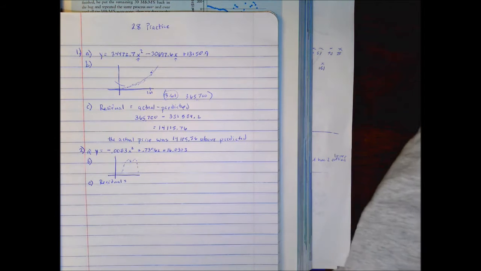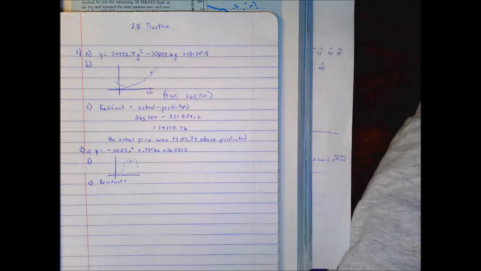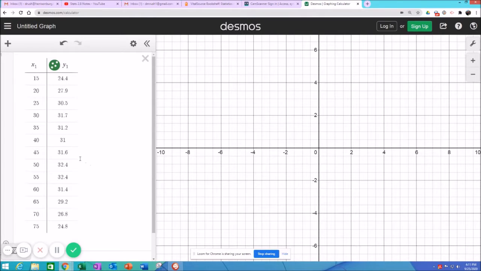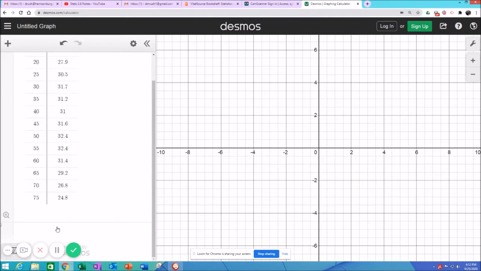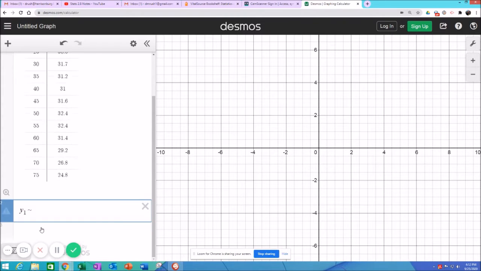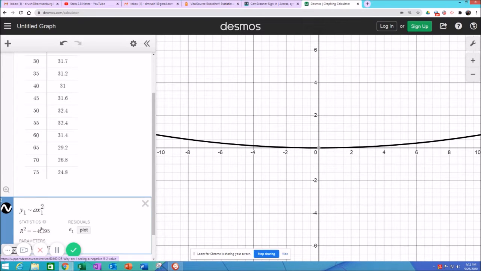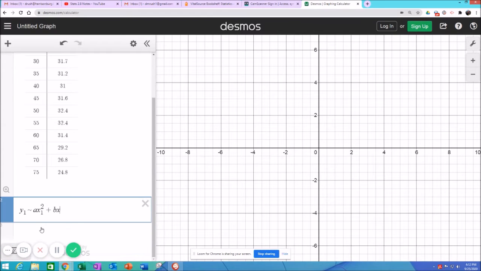Okay, number 2. I'll put this into Desmos and show you. So this is our data for number 2. This is the speed, and the y is the miles per gallon for vehicles at different speeds. We're going to calculate the least squares regression line, and they want us to use a quadratic model. If you remember, we type in y1 tilde ax1 squared plus bx1 plus c. And this gives you the a, the b, and the c.